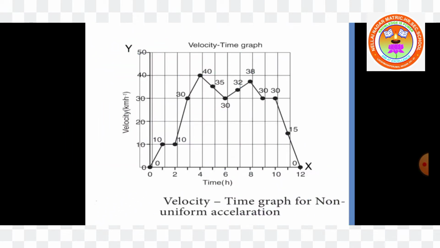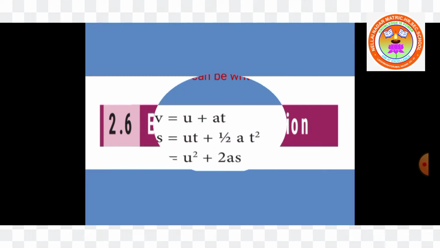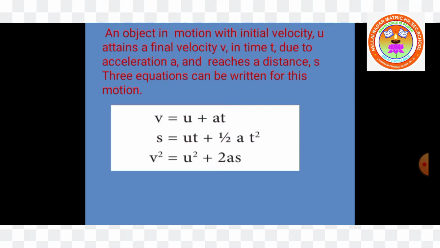Here the equations of motion are used to calculate the velocity of an object, and also to calculate the displacement of the object. Students, these equations were derived by Newton. Newton studied the motion of an object and gave a set of three equations. These equations relate the displacement, velocity, acceleration and time of an object under motion.